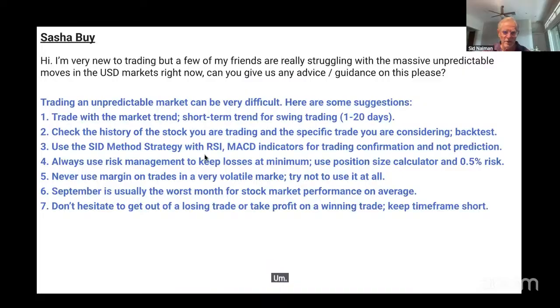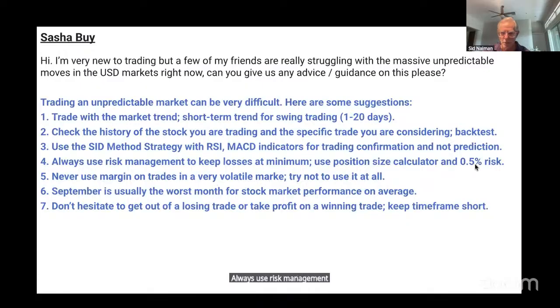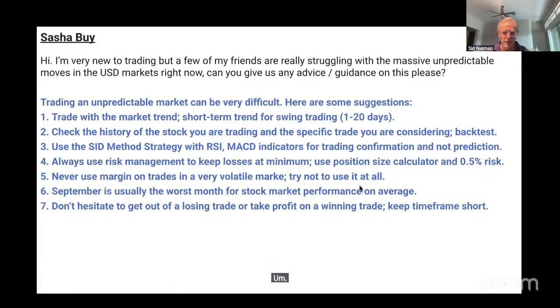Use the SID method strategy with the indicators for trading confirmation and not prediction. Don't predict, wait for the confirmations. Always use risk management, the position size calculator, 0.5% risk. Never use margin. Margin is available, but never use margin in a volatile market.